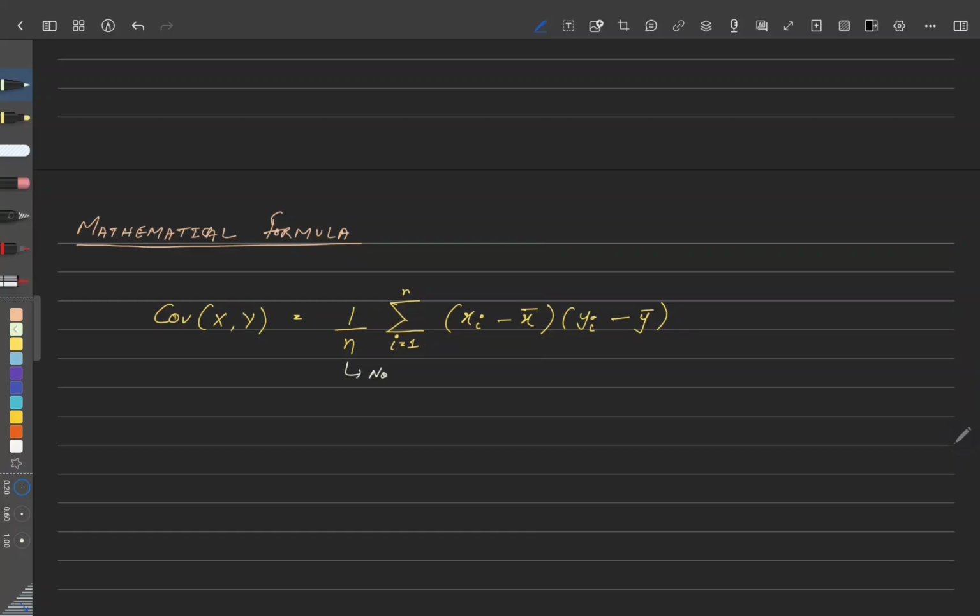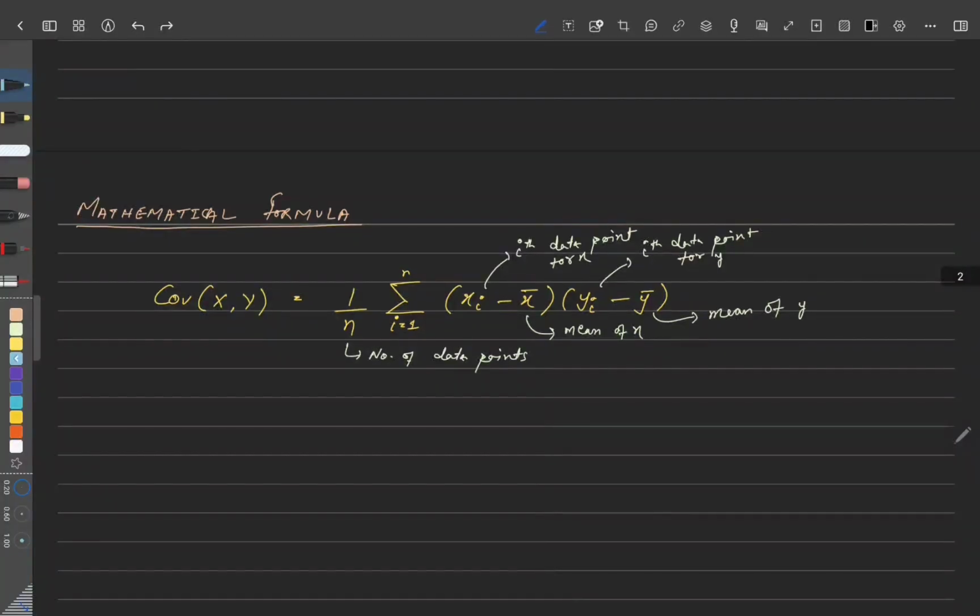So this is the number of data points. This is the ith data point for x, the ith data point for y, and this is the mean of x, this is the mean of y. So let us understand the intuition behind this formula now.